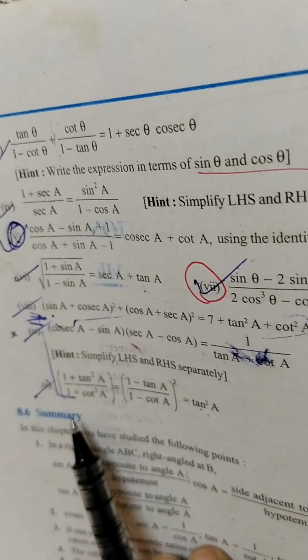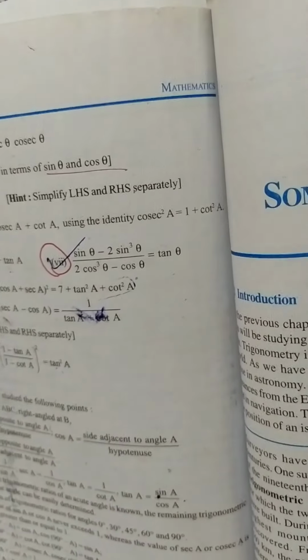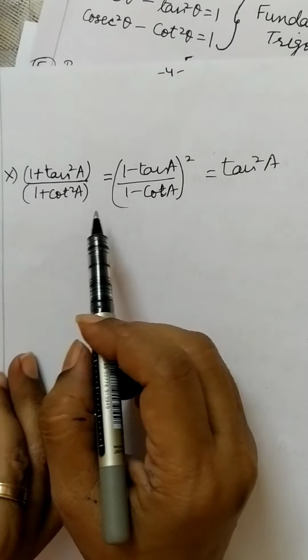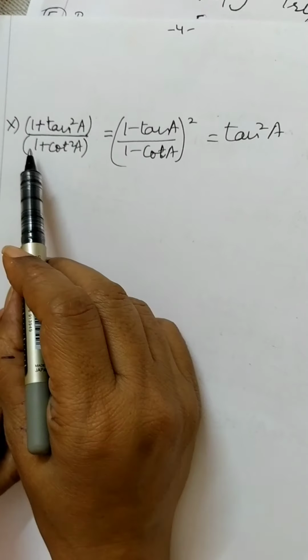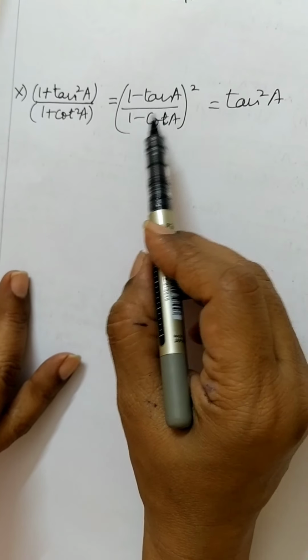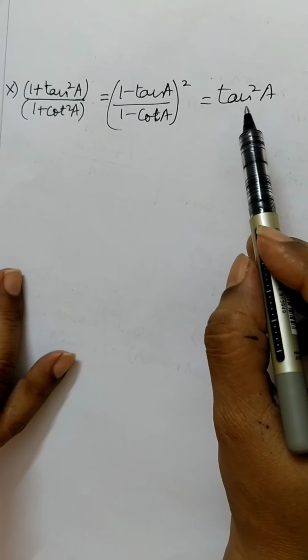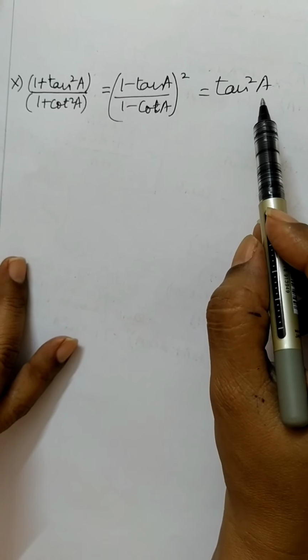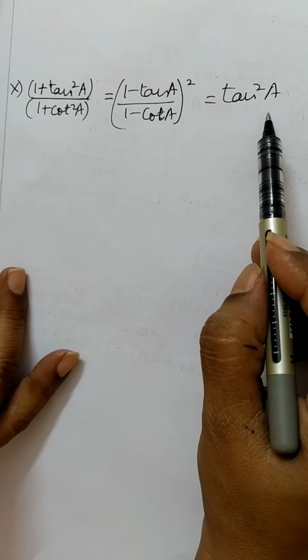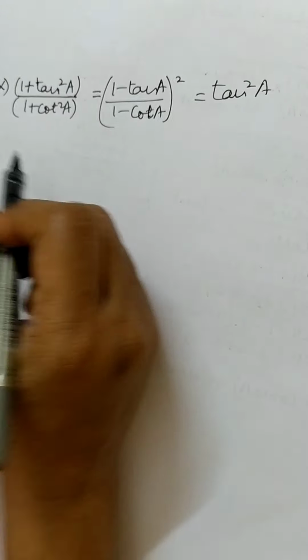Now the 10th part, let us do the 10th part. You can see that here you are given 3 expressions which you have to prove equal. First is 1 plus tan square A upon 1 plus cot square A. Second is the whole square of 1 minus tan A upon 1 minus cot A. And third is tan square A. So we can prove that first and second both are equal to the third one, that is tan square A. So in this way we can prove this identity.